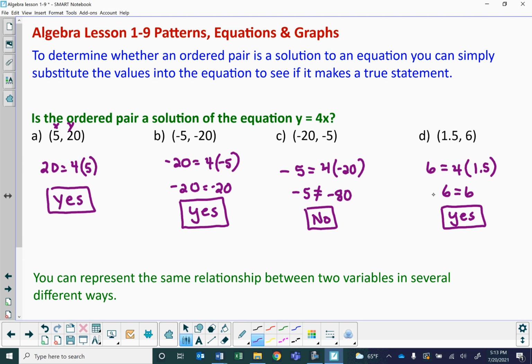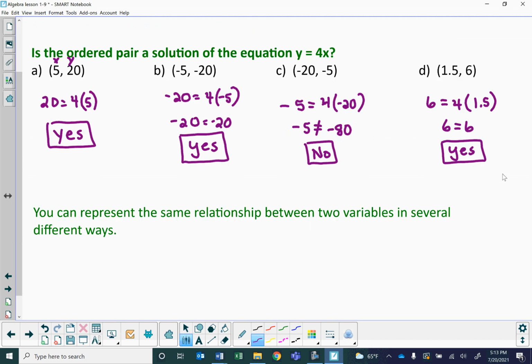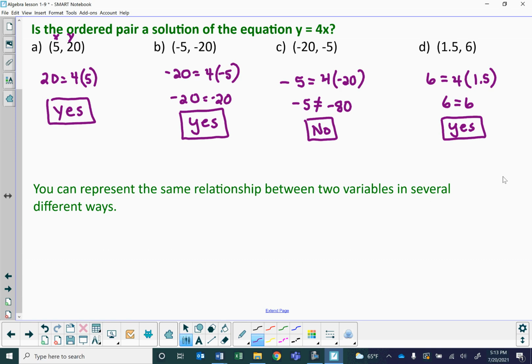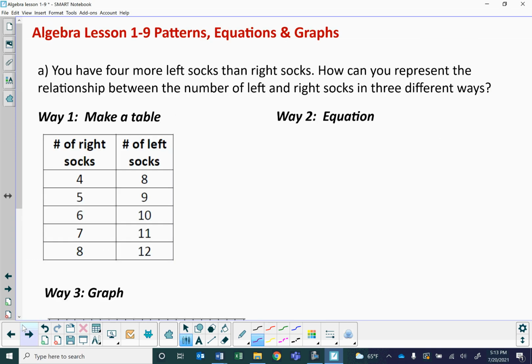Now, you can represent the same relationship between two variables in several different ways. And it's good to know how to do them in every way. You will find you'll have your preferences as to which way you like best, but it is good to know more than one way to solve something, because sometimes solving it one way is easy for one problem, but makes it more difficult for a different problem.